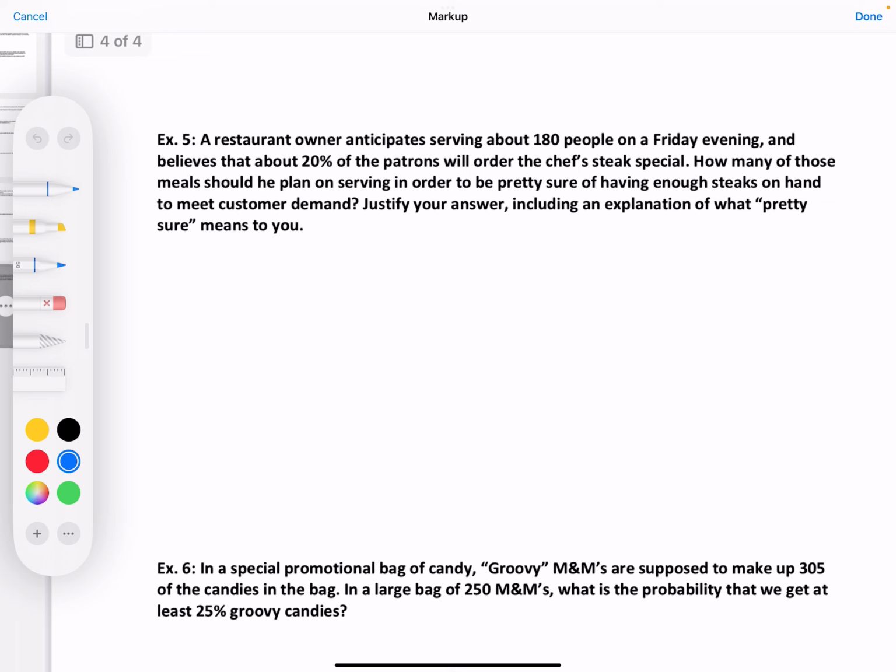All right. A restaurant owner anticipates serving about 180 people on a Friday evening and believes that about 20% of the patrons will order the chef's steak special. How many of those meals should he plan on serving in order to be pretty sure of having enough steaks on hand to meet customer demand? Justify your answer, including an explanation of what pretty sure means to you.